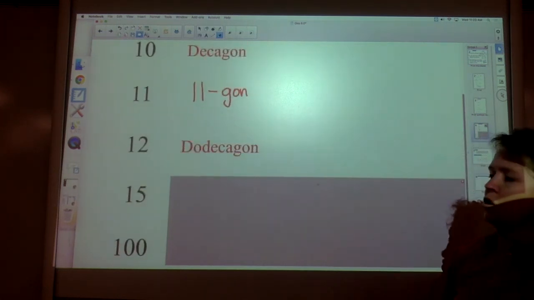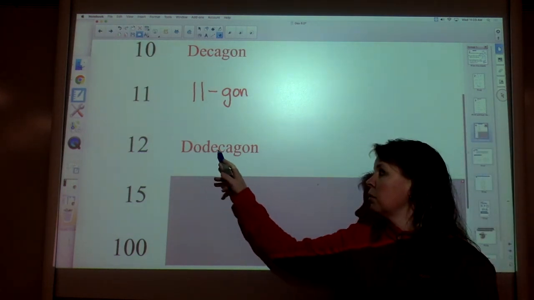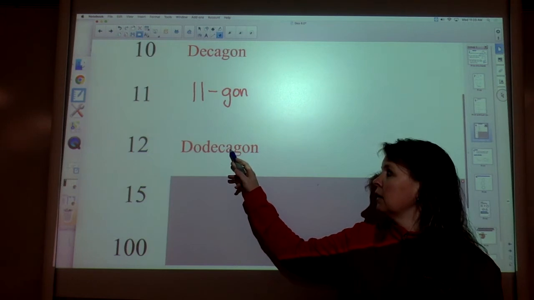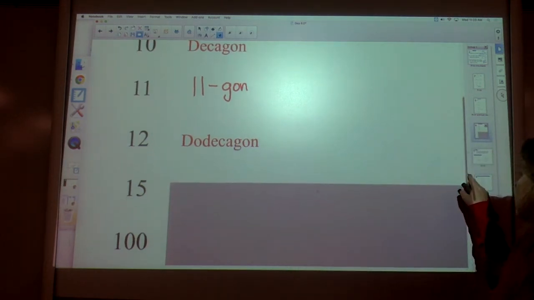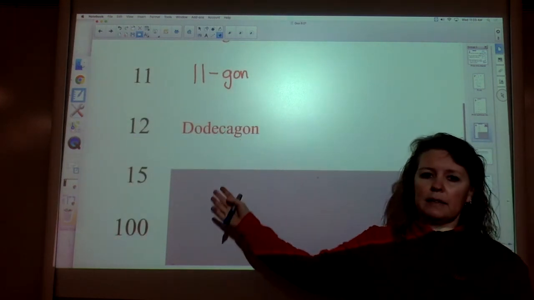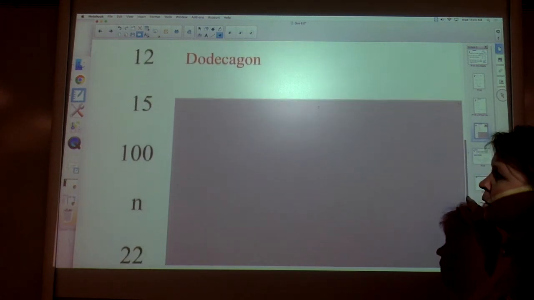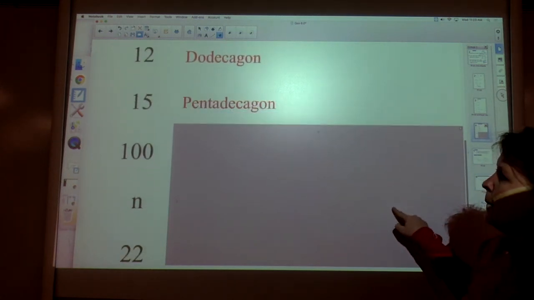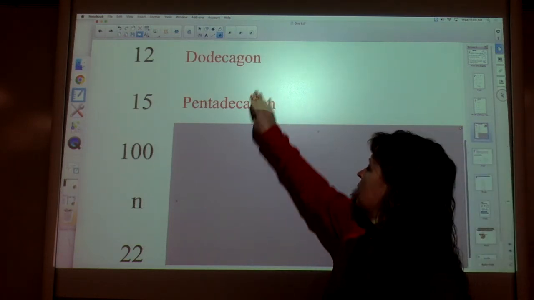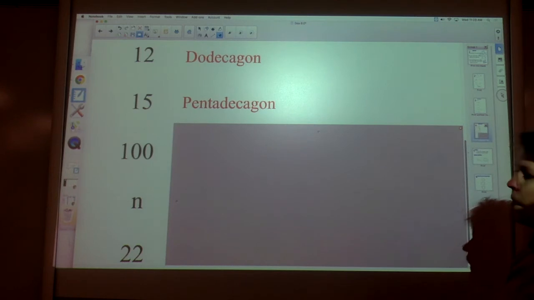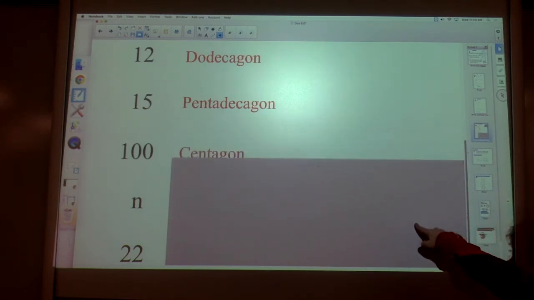Number 12, dodecagon. Do for 2, deca for 10. 2 plus 10 is 12. Dodeca, suffix gon. 15, knowing what you know about the dodecagon, see if you can guess what a 15-sided figure is. I'll give you a hint, it's 5 plus 10. Pentadecagon. So pentadeca, and then it's a gon. And 100, if you know anything about counting or pennies or 100 years, centagon.